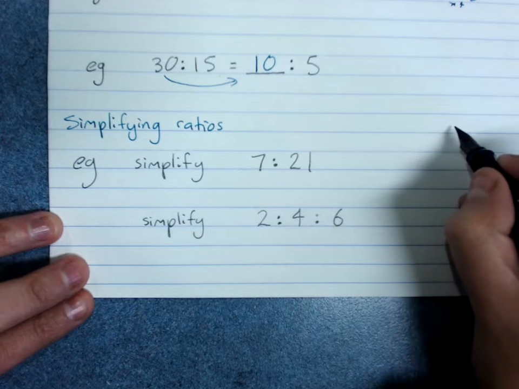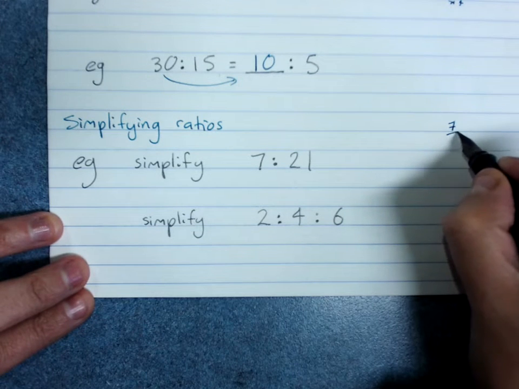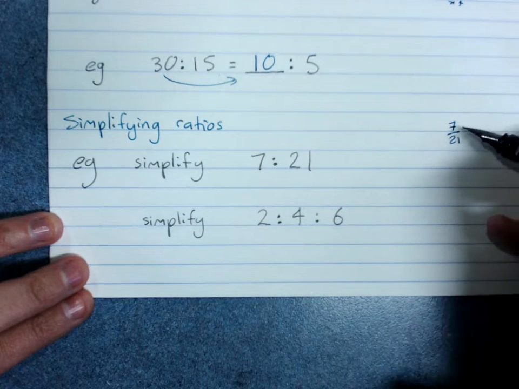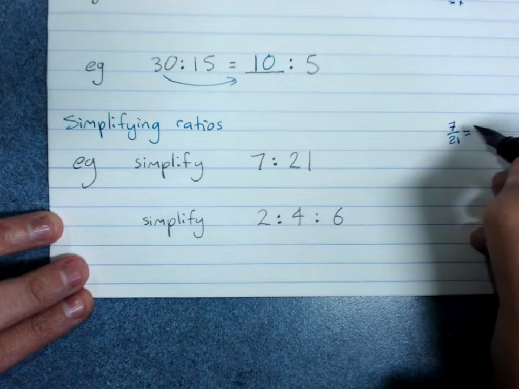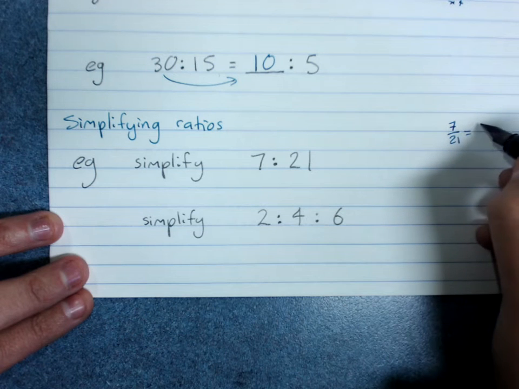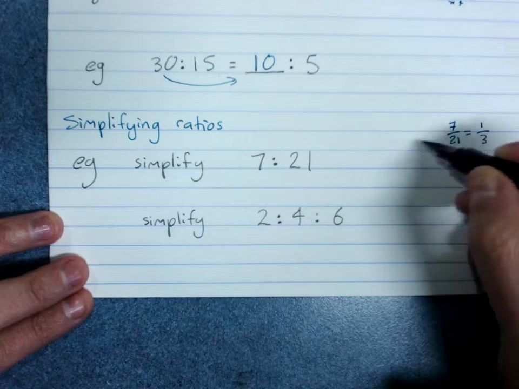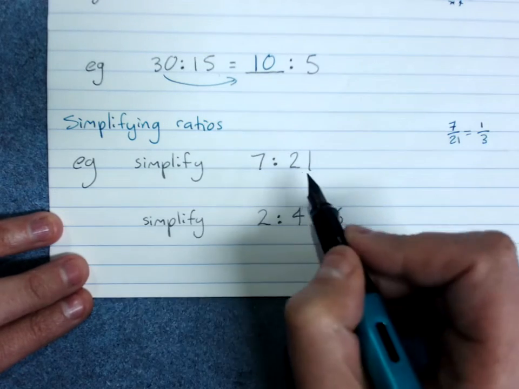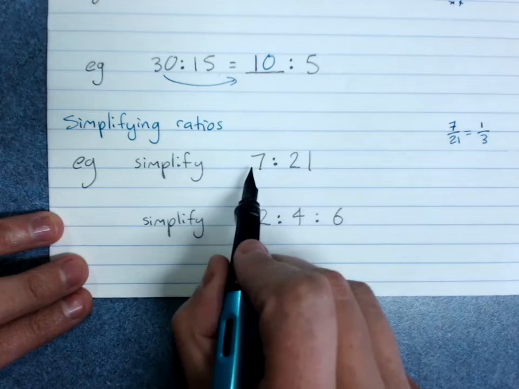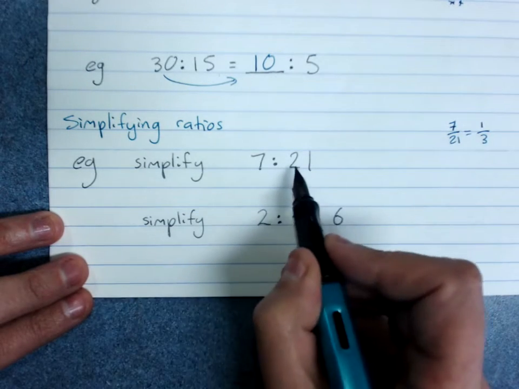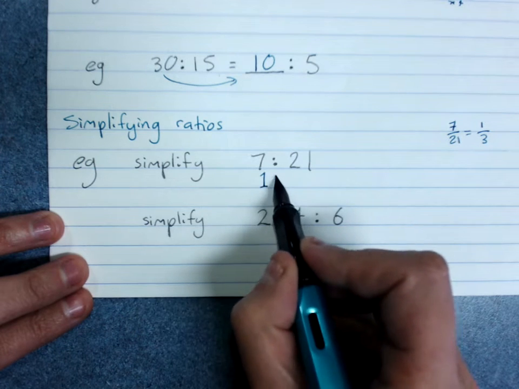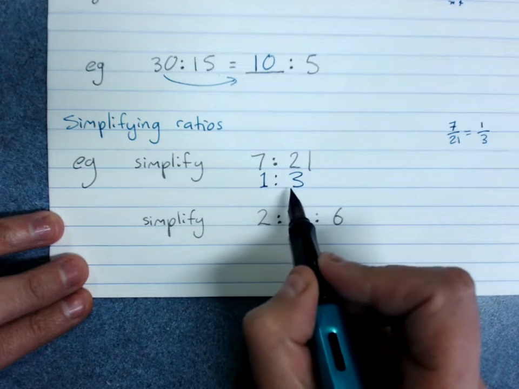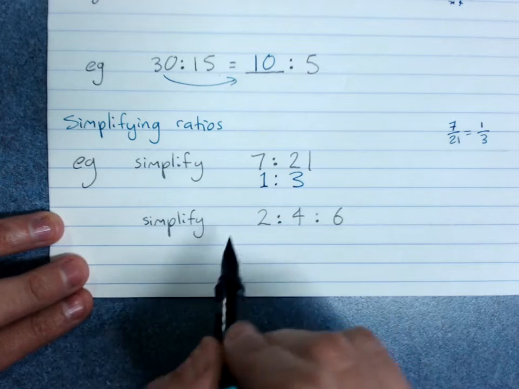Remember, if we had a fraction, don't bother writing it, 7 over 21, you'd simplify by looking for the highest common factor, which is 7, dividing by 7 on the top. 7 divided by 7 equals 1, 21 divided by 7 equals 3. So we simplify ratios in exactly the same way. Find the highest common factor, 7, divide both sides by 7. 7 divided by 7 is 1, 21 divided by 7 is 3. We get a ratio of 1 to 3.